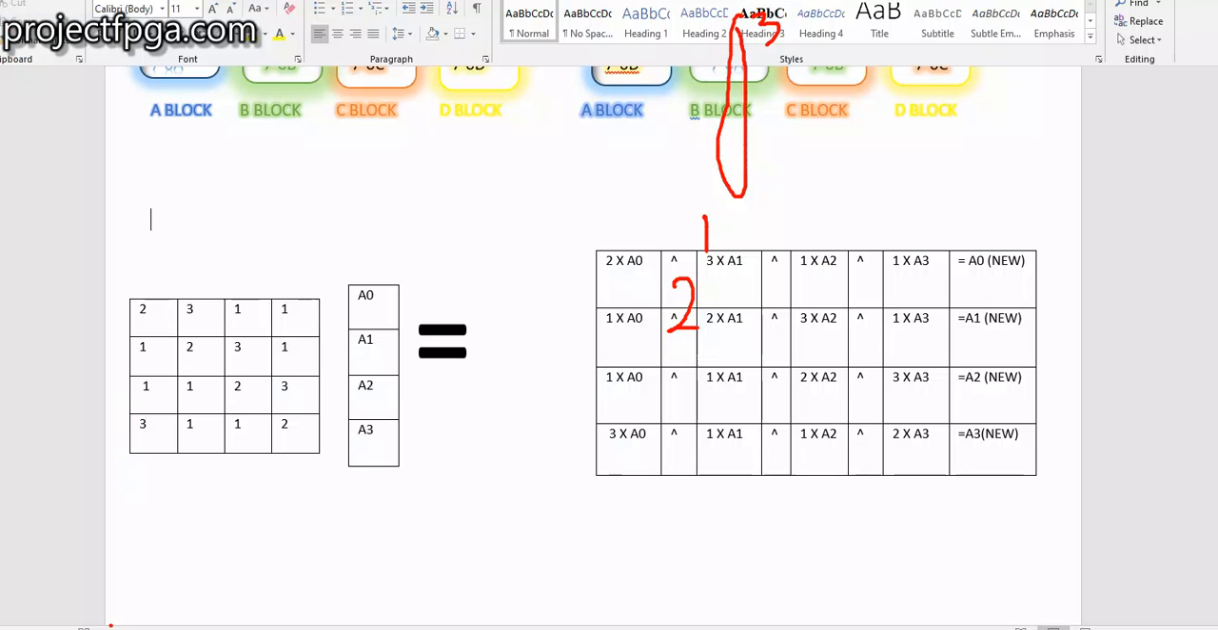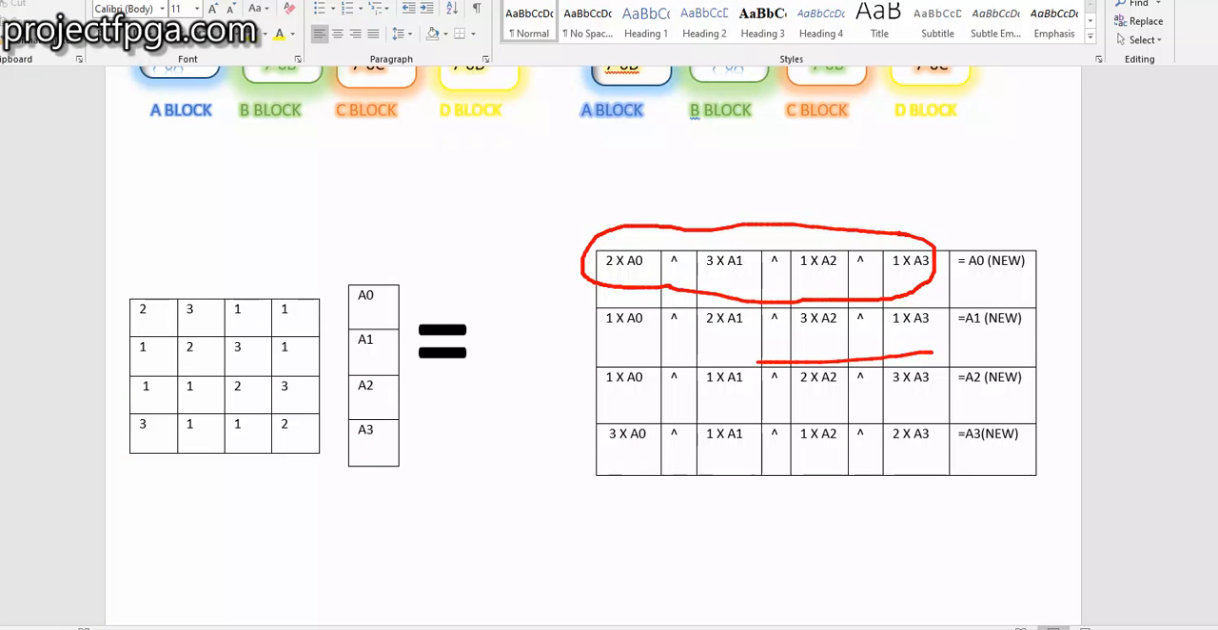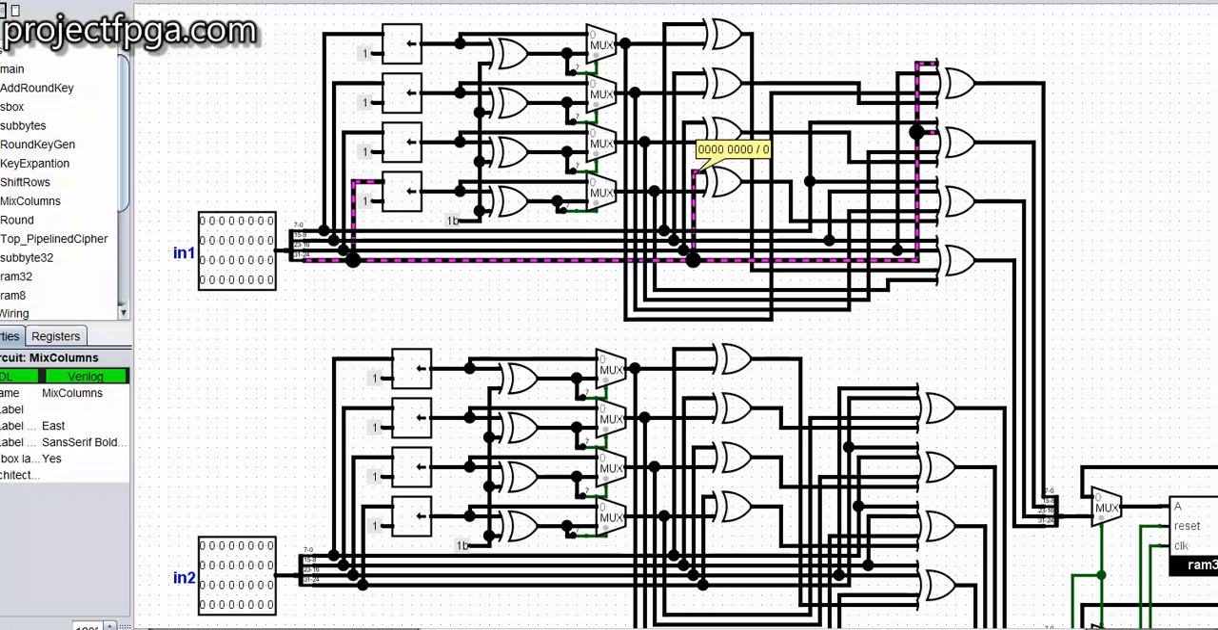Let me remove this. So remember, we are going to XOR each of them. So we're going to XOR 4 inputs for every row. That's why I have with me here a 4 input XOR gate for each of them. So this XOR gate, 4 inputs, 4 inputs, 4 inputs, 4 inputs.